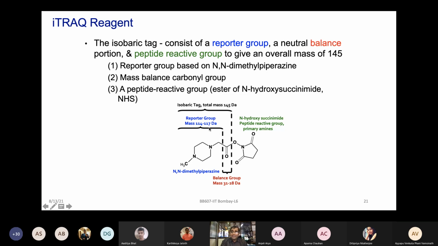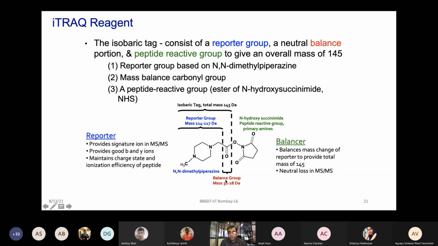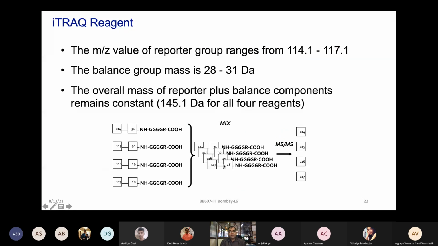But because you want to make isobaric tags, you want to have the overall mass the same for your condition A, B, C, and D. Therefore, there is a balancer group there. If you have a 117 reporter group, then you have a balancer group carbonyl, which will be only 28 Dalton. If you have 114, then you will have 31. That kind of strategy is used for making sure that all the four conditions get the same mass on the labels. So reporter ions are going to be utilized for your quantification, going to give you good B and Y ions. The balancer is making sure that your total overall mass remains 145 for all the iTRAQ reactions.